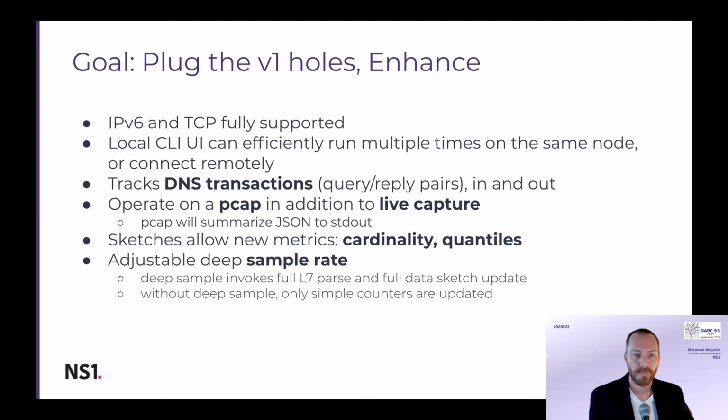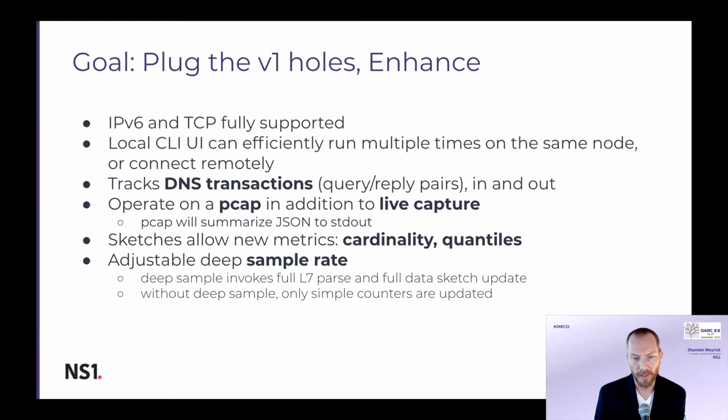So the last guiding principle here: plug the holes and make it better. IPv6 and TCP are now fully supported in this version. With the original version, we had the problem where every time you ran v1, it would run a new analyzer, a new sniffer, basically, and that takes a lot of resources. Now, since we're just running a single daemon per node, and it's exposing the information on HTTP, it's very efficient. You can have operators connect to the node, no problem.